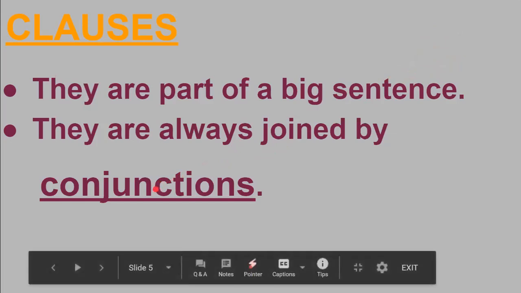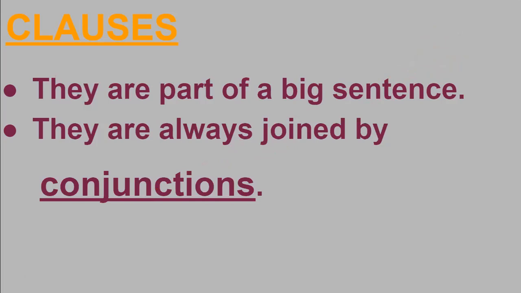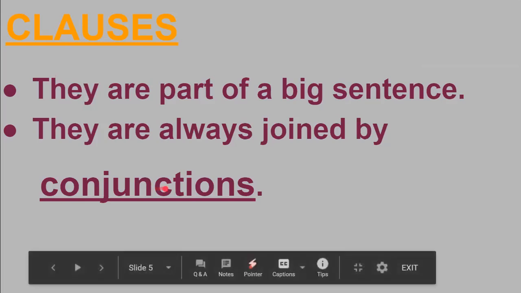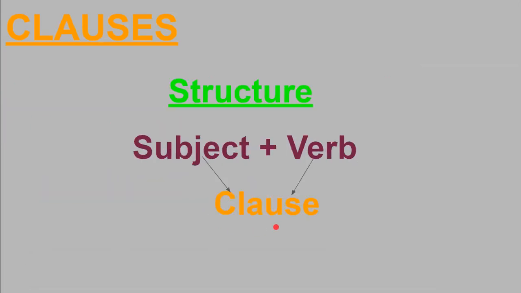So conjunctions are linking words, or gluing words, which glue two things together. See, in language also we can find glue, and that is conjunctions. They link the two clauses together. Conjunctions also do some other functions, but right now we are studying clauses. So clauses are also joined by conjunctions. Okay, students?